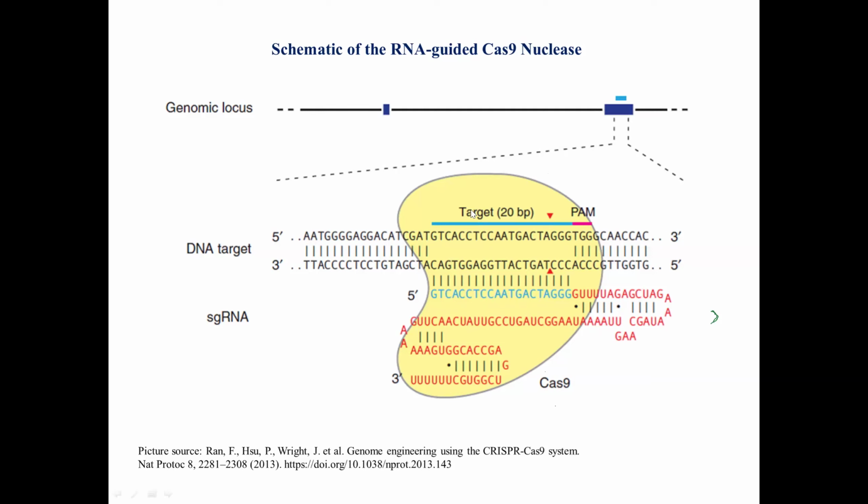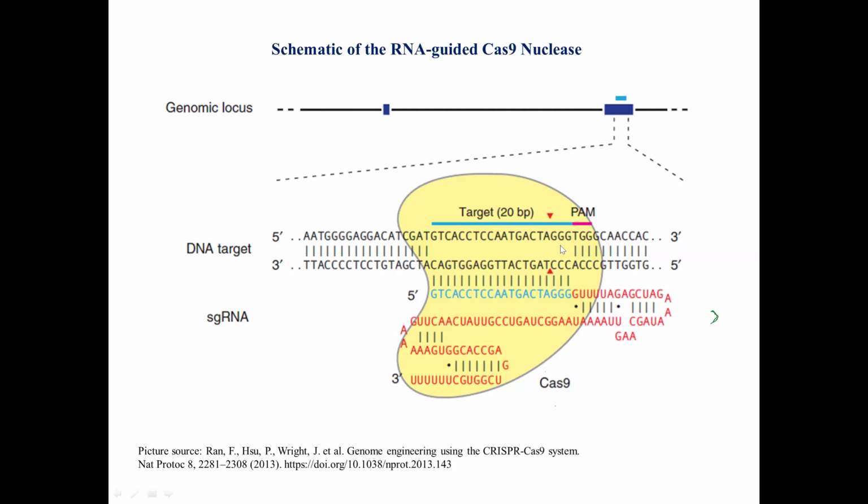So basically, first the yellow color one is the protein, right? The protein will recognize the PAM sequence, the TGG. I told you NGG, N being any nucleotide. So it recognizes the NGG sequence and binds there. After binding, it will denature the sequence upstream of the PAM.